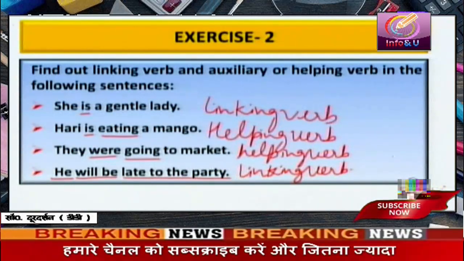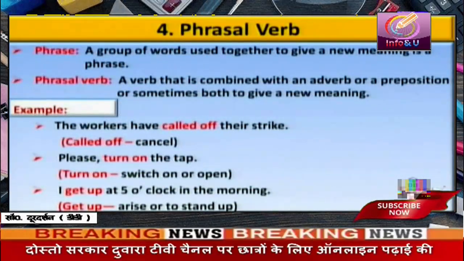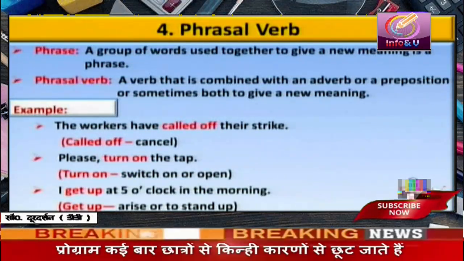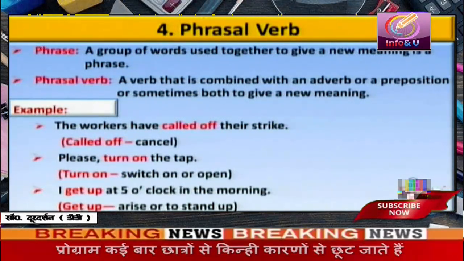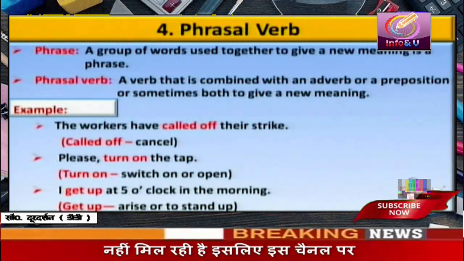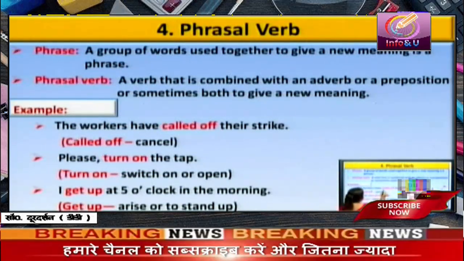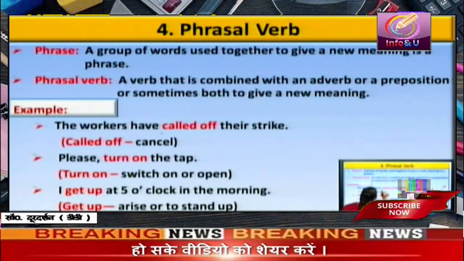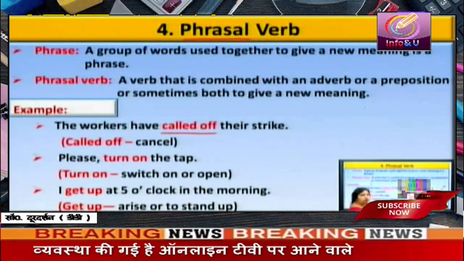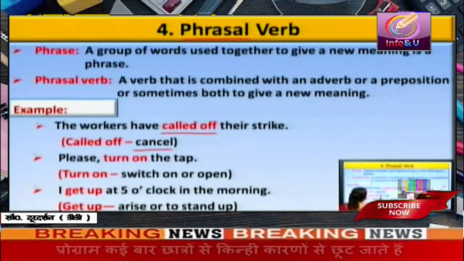Next type of verb is phrasal verb. A phrase, a group of words used together to give a new meaning, is a phrase. And from phrase comes the word phrasal verb. Phrasal verb: a verb that is combined with an adverb or a preposition or sometimes both to give a new meaning. Let us see the example. The workers have called off their strike. In this sentence, called off is phrasal verb because two words are combined together to give new meaning. Called off means cancel.